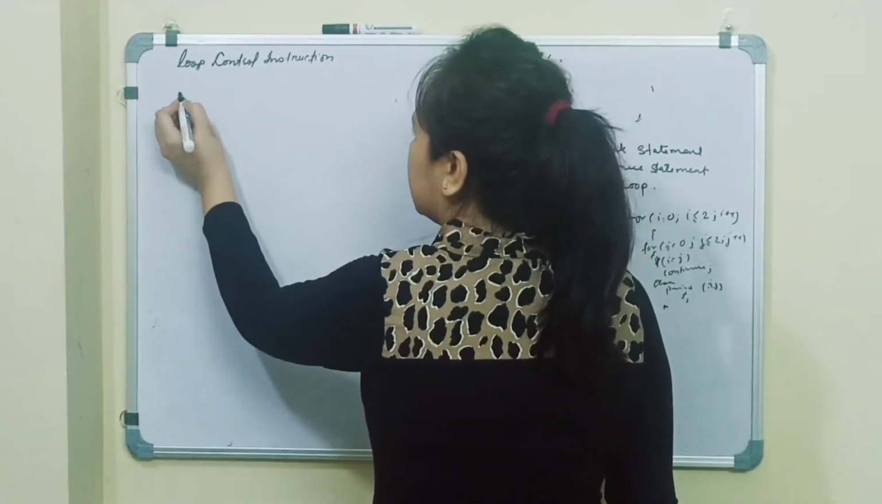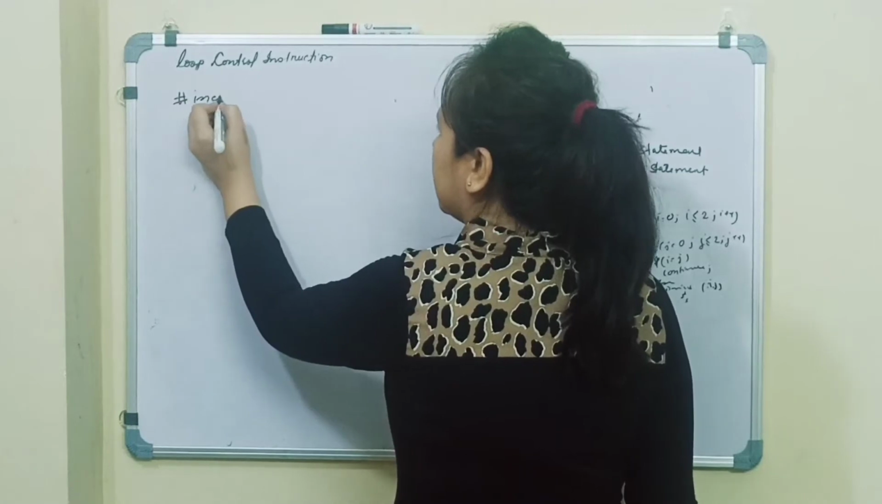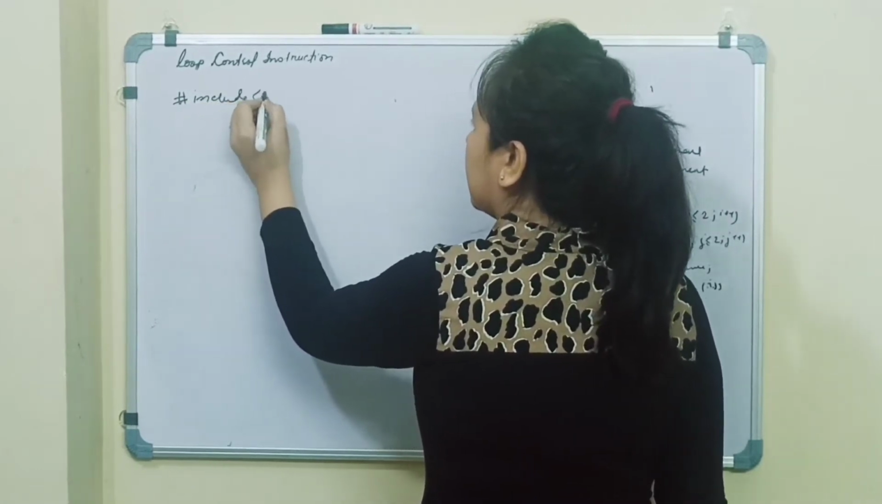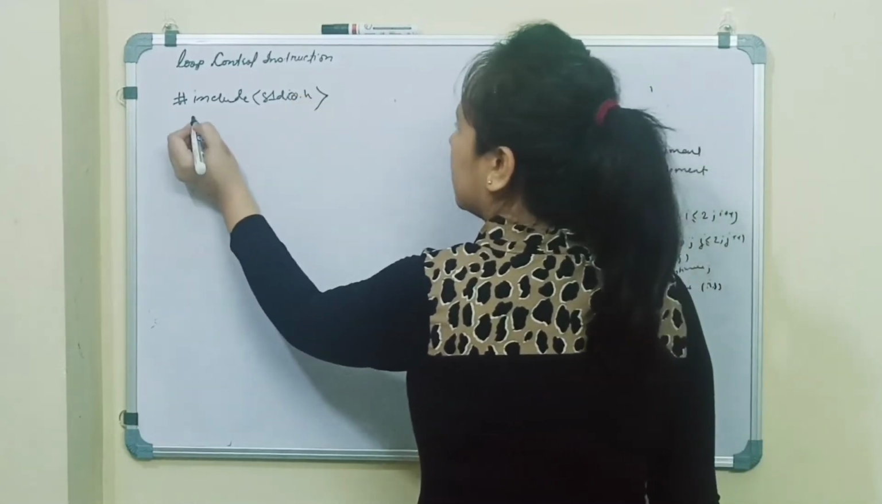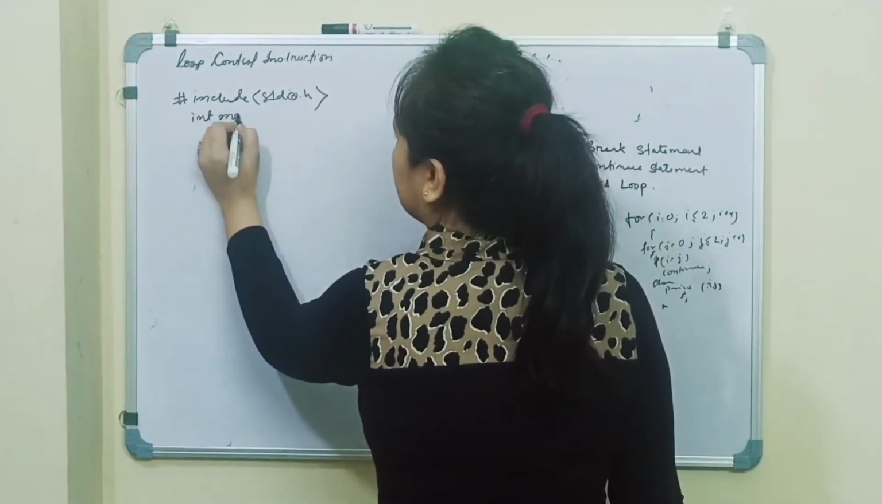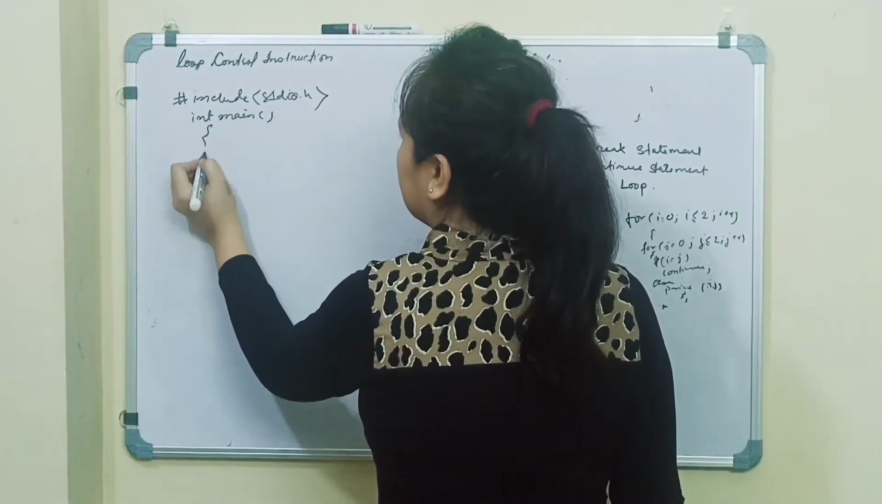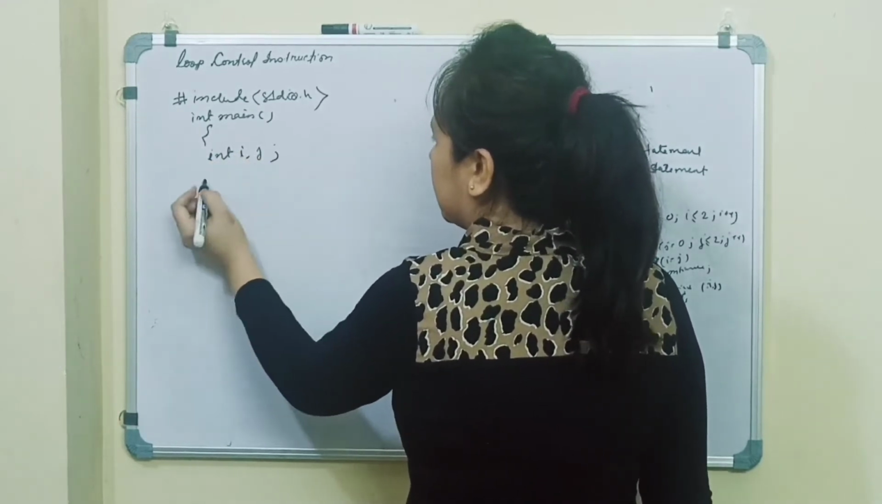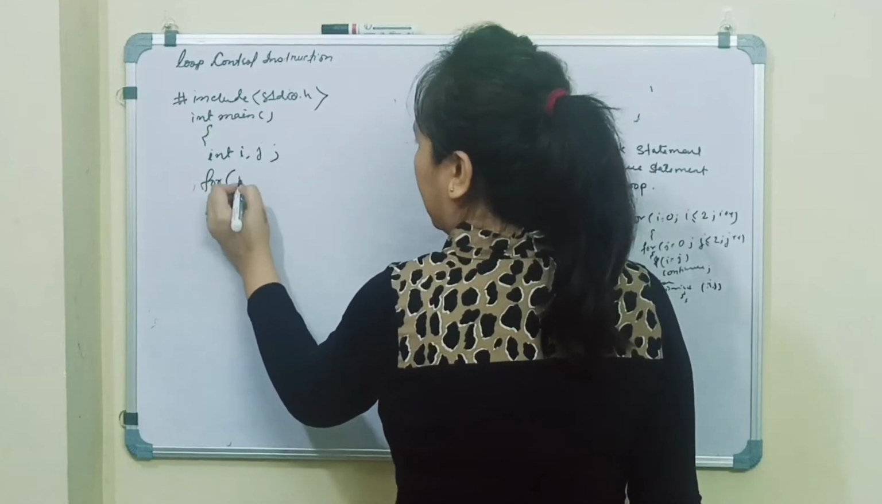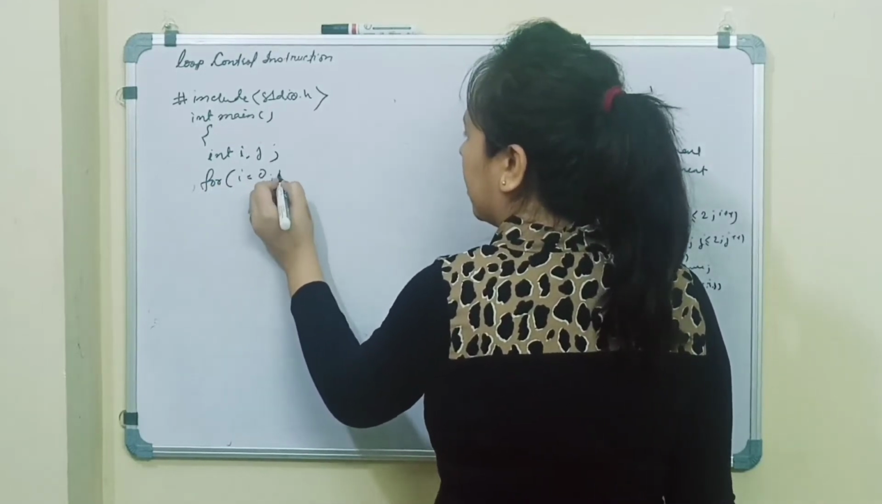So now, break statements. How will we use the break statement? Let's say we will write one program. So we will take two variables, i and j.